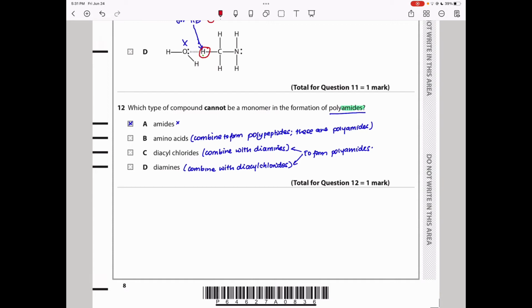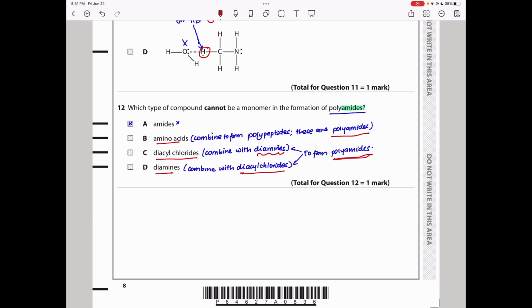Now you guys know that amides can be formed in the process of making proteins. So in this case, two different amino acids can combine to form proteins, which are polypeptides. So those are polyamides. And then we can see when they say diacyl chlorides can combine with diamines to form polyamides, basically. And then diamines can combine with diacyl chlorides to form polyamides as well. So B, C, and D makes sense.